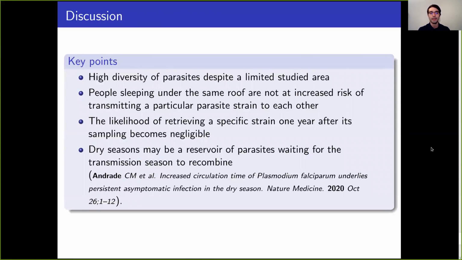To conclude, I'd say first that there's a high diversity in our dataset, which is unexpected given the mild value of prevalence that we had. Second, using the households, we could say that people sleeping under the same roof are not at increased risk of transmitting a particular parasite strain to each other. Then, the likelihood of retrieving a specific strain 1 year later, which is actually one full cycle of dry and wet season, is negligible. Dry seasons may be a reservoir of parasites waiting for the wet season to recombine.